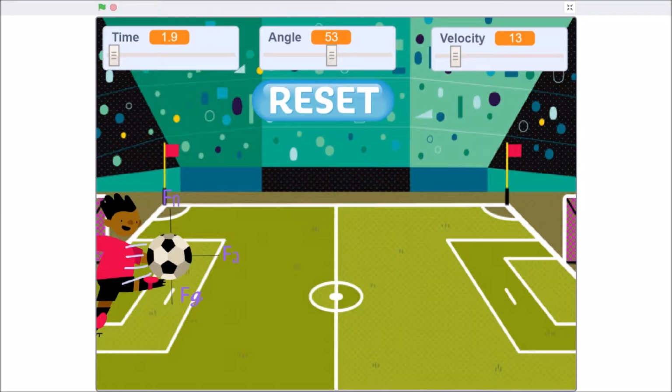Let's take a look at the simulation of Ben kicking a soccer ball that acts in a projectile motion. We initially have the angle set to 52 degrees, velocity to 13 meters per second, and in order to start the simulation, we will need to click the green flag at the top left corner.